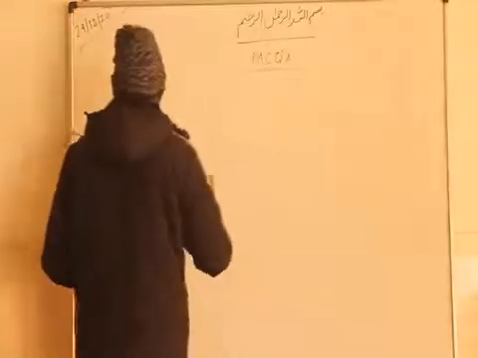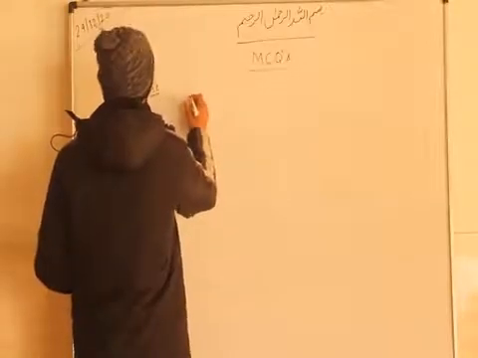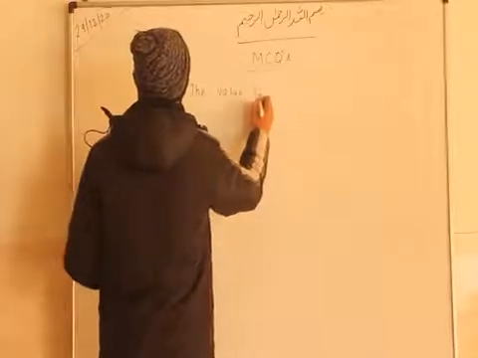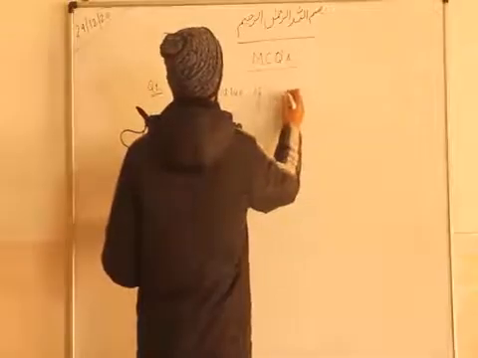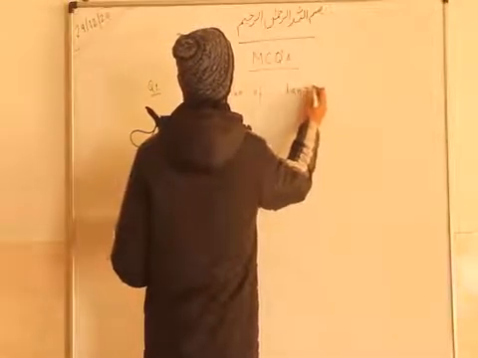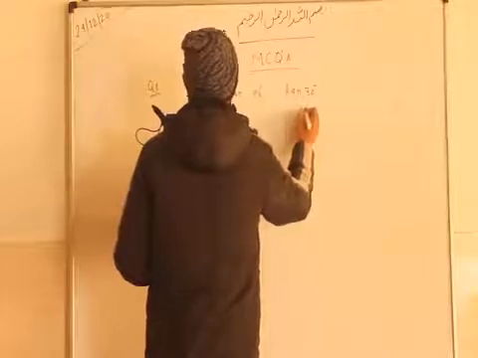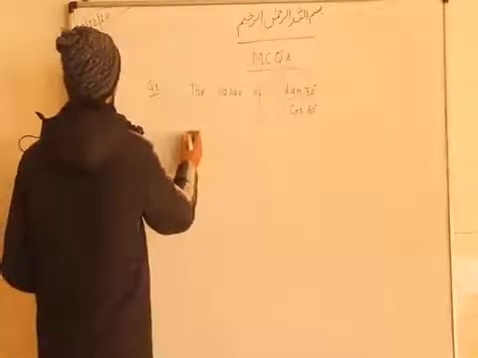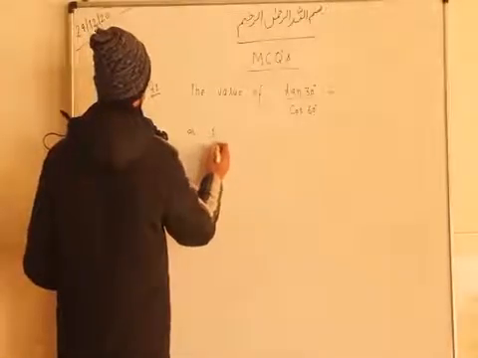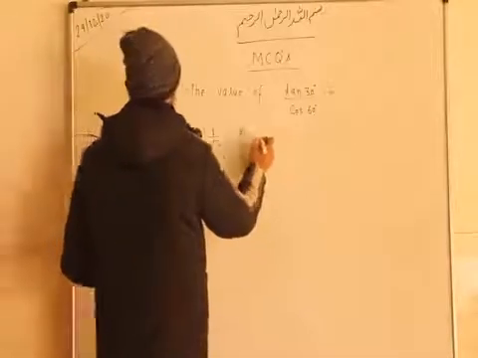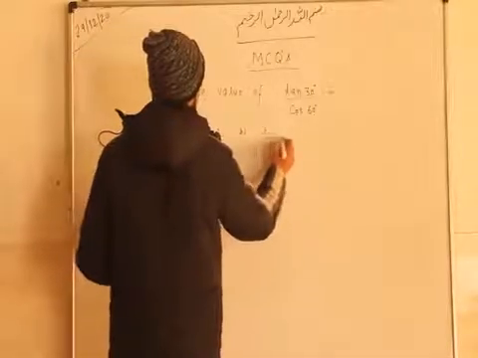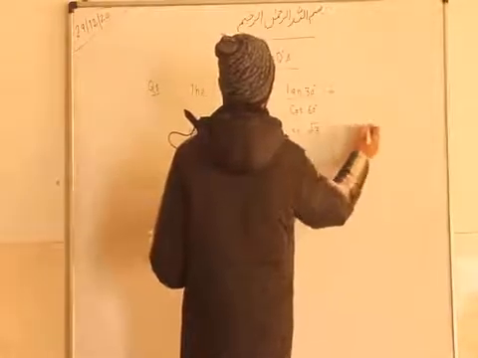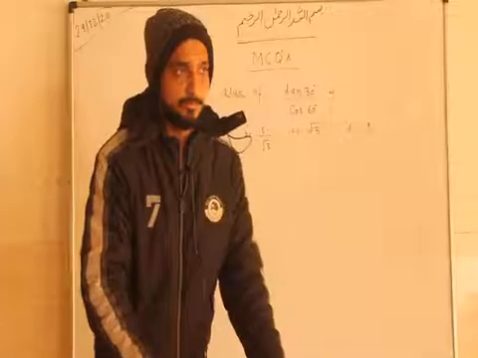The value of tan 30 upon cot 60. First question: the value of tan 30 upon cot 60 degree is, option A 1 by root 2, option B 1 by root 3, and option C is root 3, option D is 1.